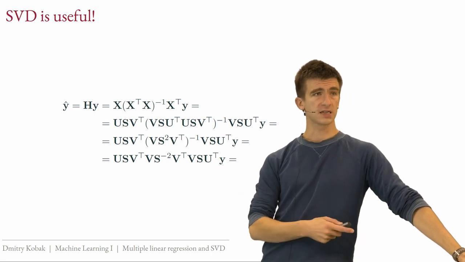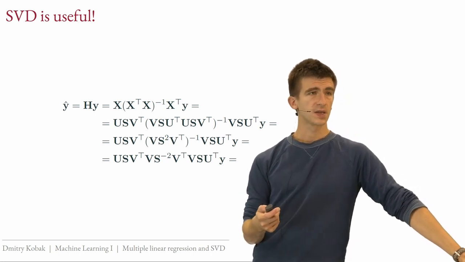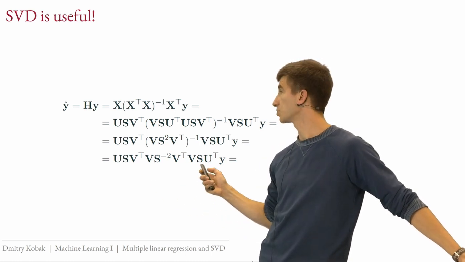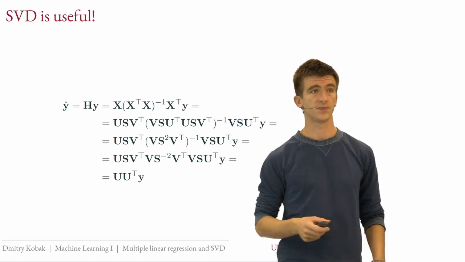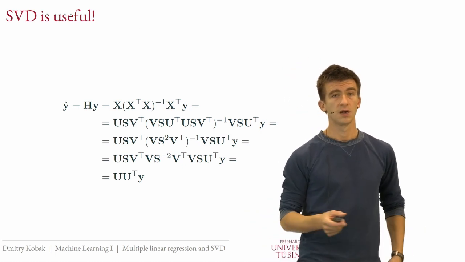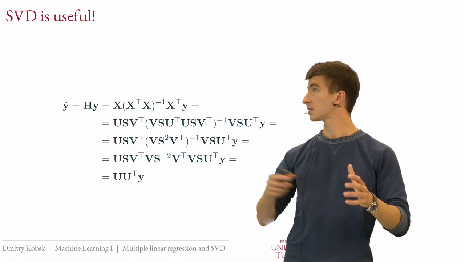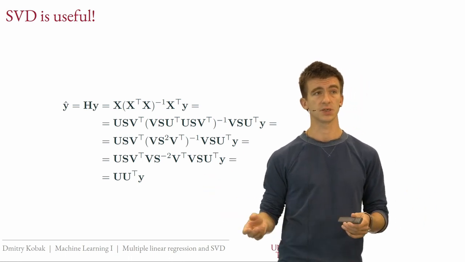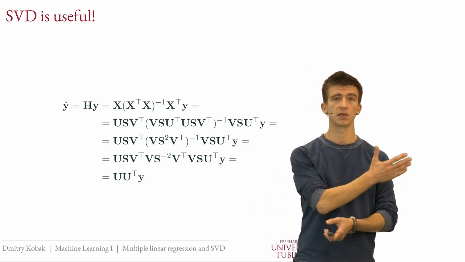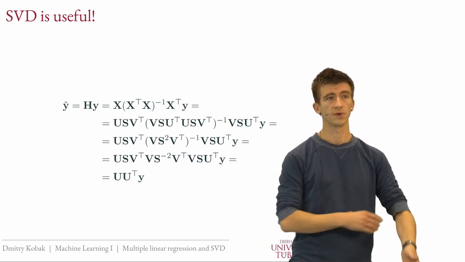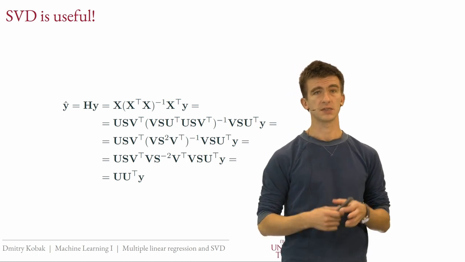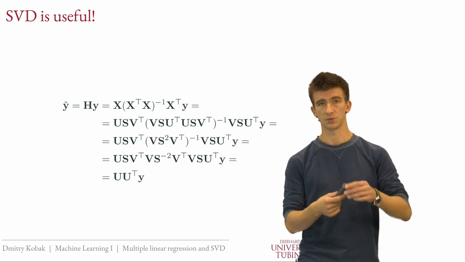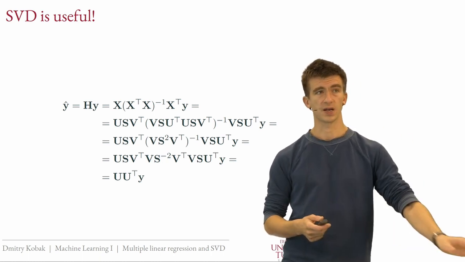And now the V's cancel again, and the S times S^-2 times another S over here also cancel each other, and you just have U transpose Y. So all that scary thing cancels, and in the end, your hat matrix can be obtained using only the left singular vectors of your X matrix, and that orthogonal projection can be very easily written down in terms of the left singular vectors of X.